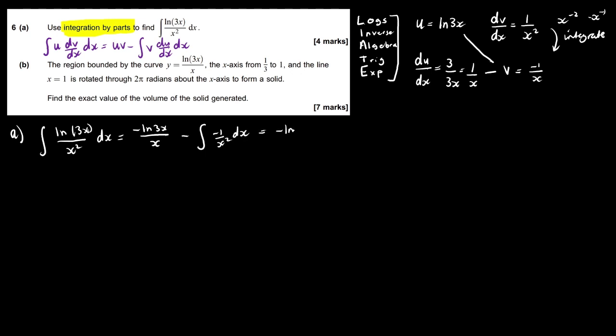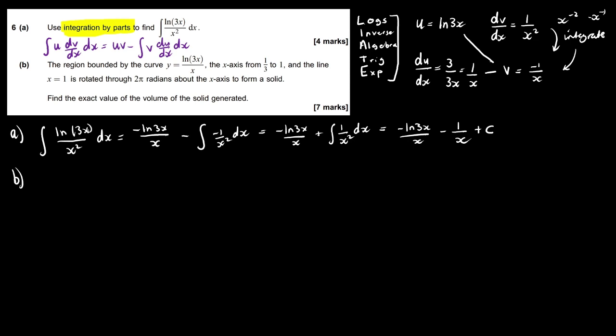This is the same as minus log 3x over x. Now I've got two minuses, so that's plus the integral of 1 over x squared. And that we've actually just done in this step. So our final answer is minus log 3x over x minus 1 over x. Not quite. What do we need to remember? We always need to remember plus c when we've got an indefinite integral. So that's part A, that's 4 marks, a standard integration by parts question.